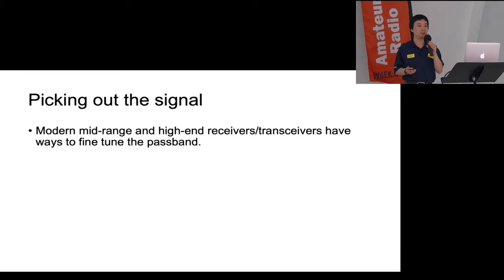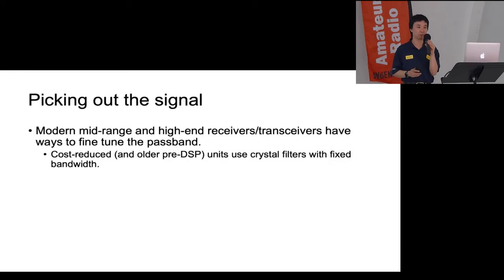So next up, I'm going to talk about how you can actually pick out the signal once you've narrowed in on it. Modern mid-range and high-end receivers and transceivers have different ways of fine-tuning the passband. Cost-reduced and older radios before the DSP era used crystal filters with fixed bandwidth that you often selected. So you can change the bandwidth, but only depending on which filters you had.